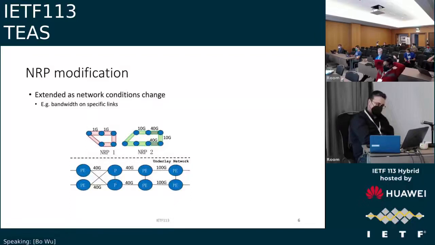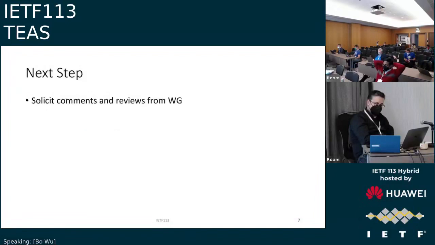So I think we'll quickly go through this. This is almost the last one, and this NRP modification is used to echo the framework draft definition that each NRP is not fixed. It can be extended as network conditions change. So the model also supports this use case. Next, please. So that's all.